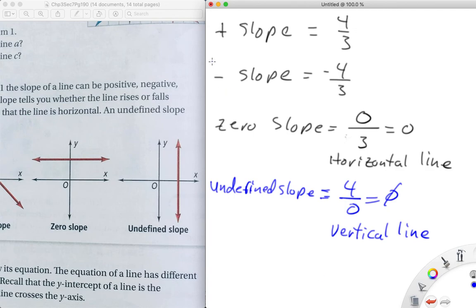Positive slope, you go in the upward direction from left to right. Negative slope, you go in the downward direction from left to right. Zero slope, you have 0 in the numerator, hence you got a slope of 0, you have a horizontal line. Undefined slope, you get a 0 in the denominator, which makes your slope undefined or not exist, and you get a vertical line.